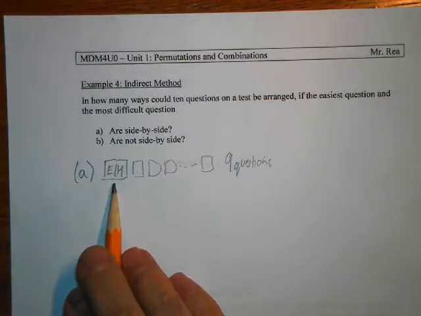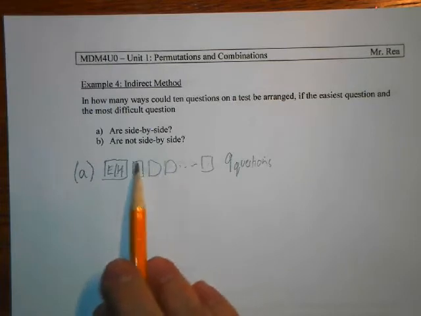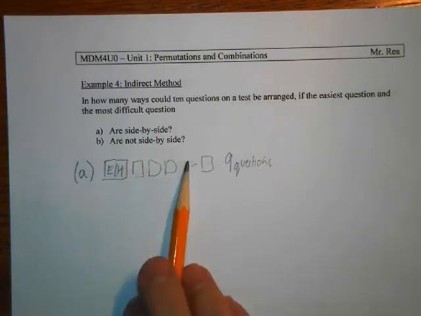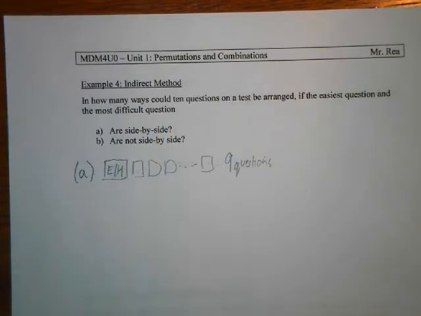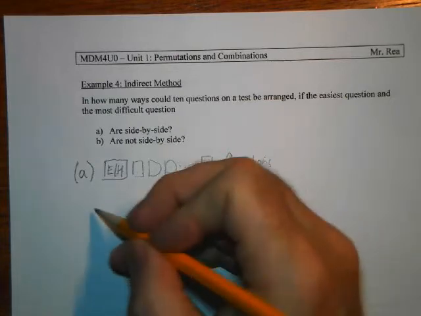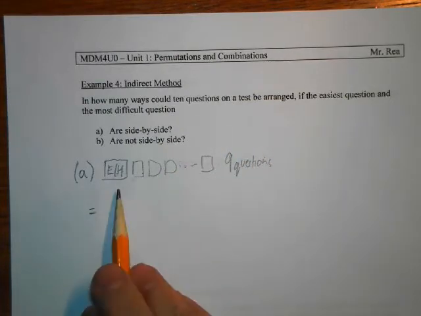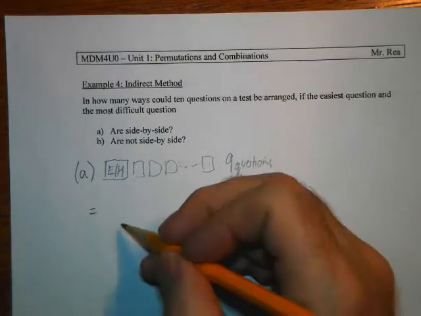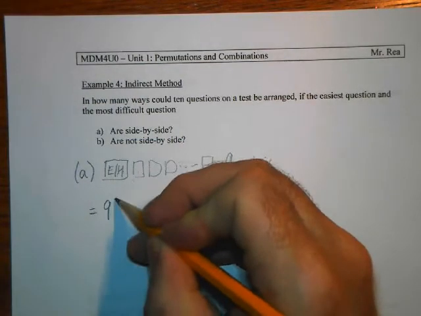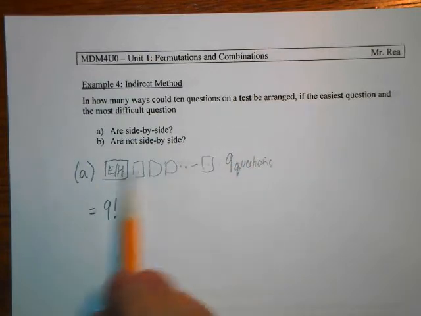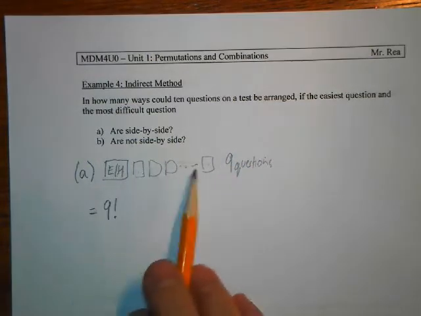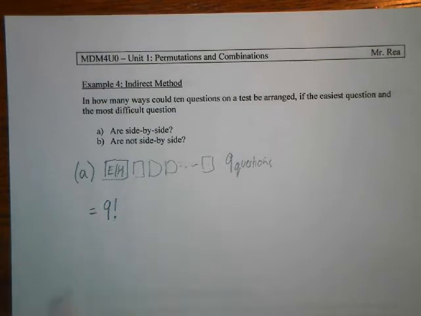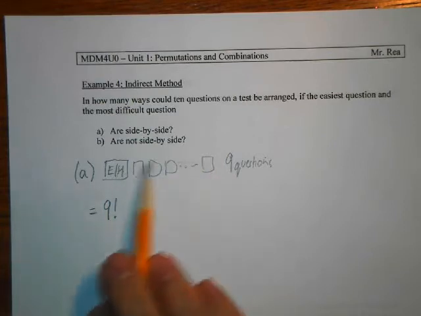It's glued together. So for the first part, if they're side by side, I could consider them to be together. So now I've only got 9 questions, so that would actually be 9 factorial. If I'm arranging these 8 questions and the 1 double question, that would be 9 factorial ways of arranging them.